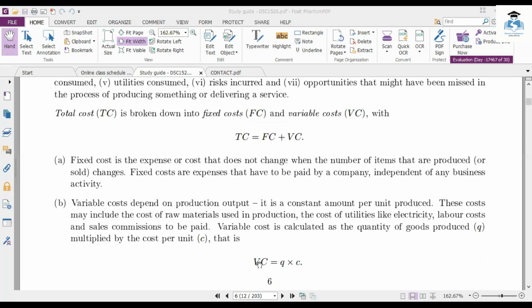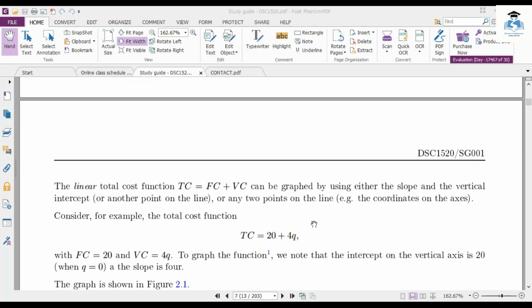So you might not be told that variable cost is equal to any amount, but what you need to know is you might be given the quantity and also the cost. So you then know that your variable cost constitutes the quantity times the cost. Okay. So that's the first part.